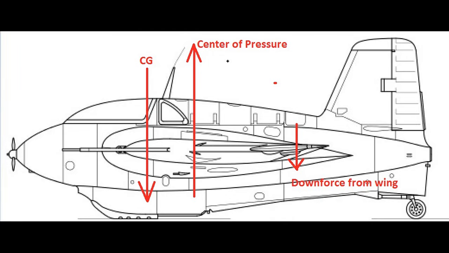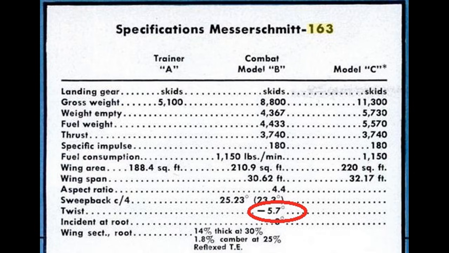In the previous episode, I was not 100% sure that the wings had some twist built in, but that's now confirmed. The 163 wing has negative 5.7 degrees of wing twist, also called washout. This means that the outboard sections of the wing have a much lower angle of attack than the inboard and contribute to the downforce needed.